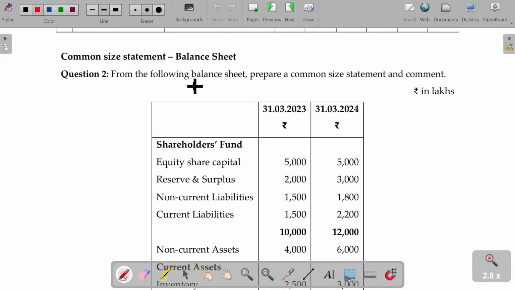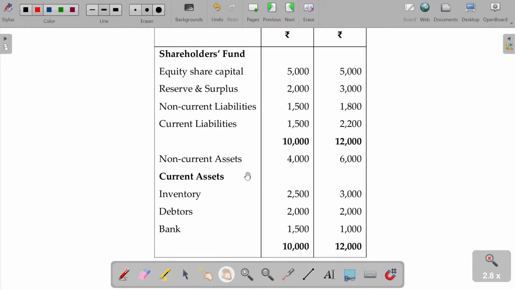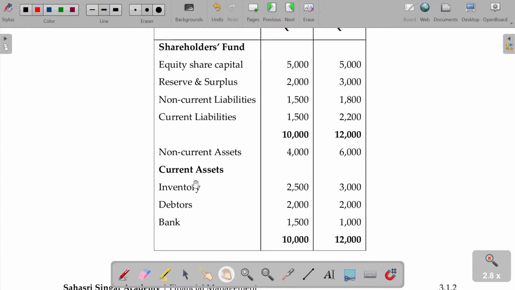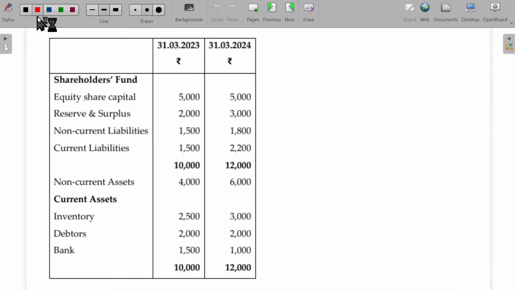Under common size balance sheet, prepare common size statement. You can prepare. We have been given the shareholders' funds and current liabilities, non-current liabilities, and current assets. So common size means you have to make everything into percentage form. Where in income statement the sales is 100, rest will be certain percentage, and the sales will be there, so you can calculate. In case of balance sheet, the total is considered as 100.